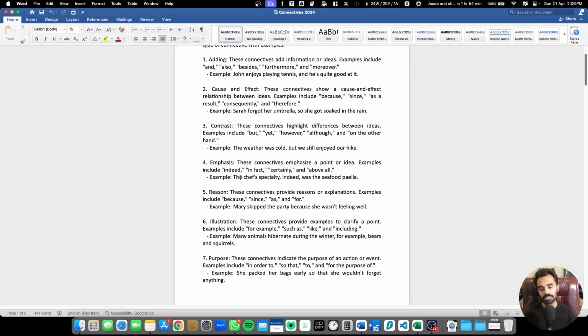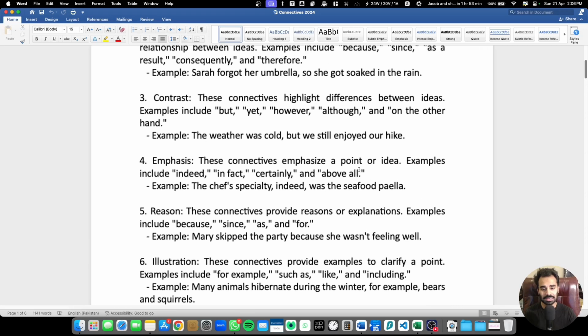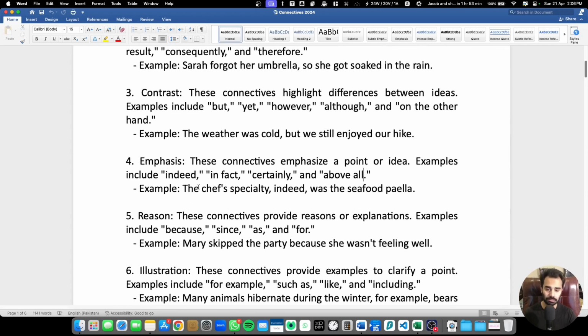All right. Now let's talk about emphasis. These connectives emphasize a point or an idea. Examples include a need or a fact, certainly, and above all. For instance, you want to say something and you want to emphasize that. For example, at the end of the conversation, if I want to summarize or emphasize some point, I might just say, well, guys, above all, and then whatever I have to say. Above all, I'm trying to highlight that. Or maybe indeed, in fact, certainly.